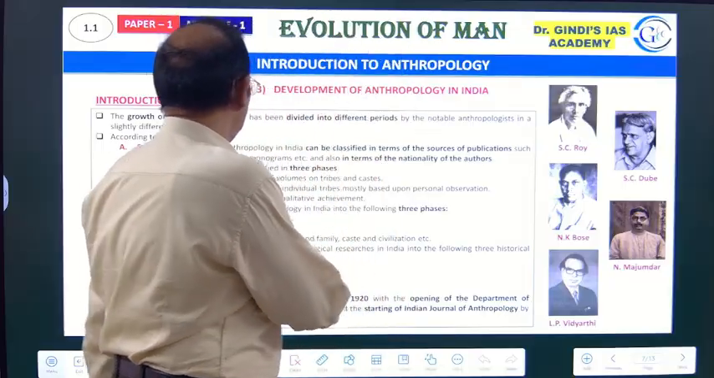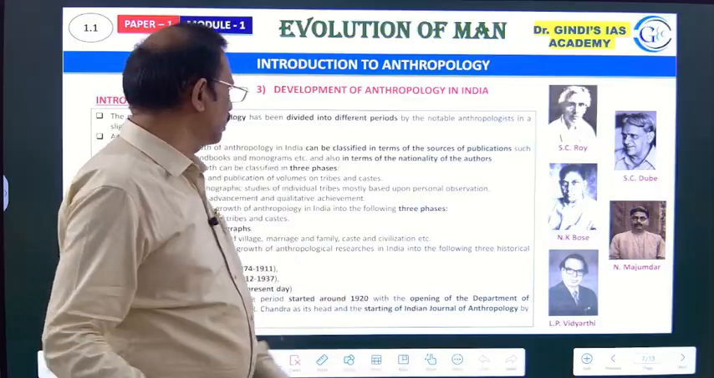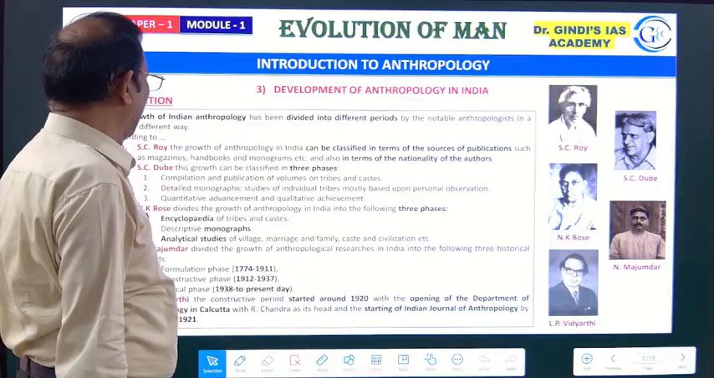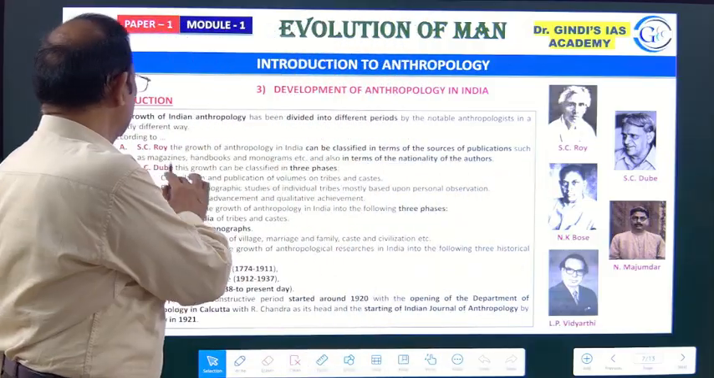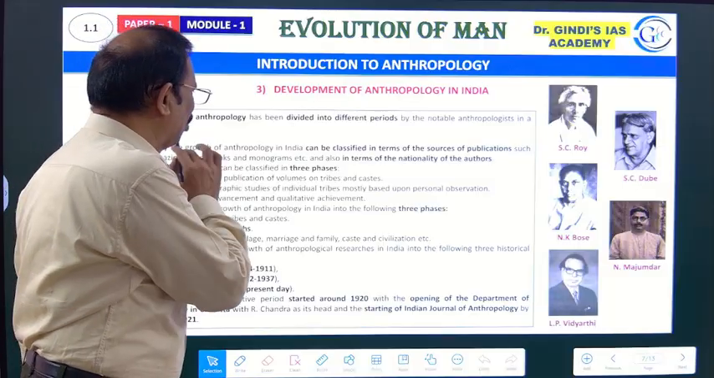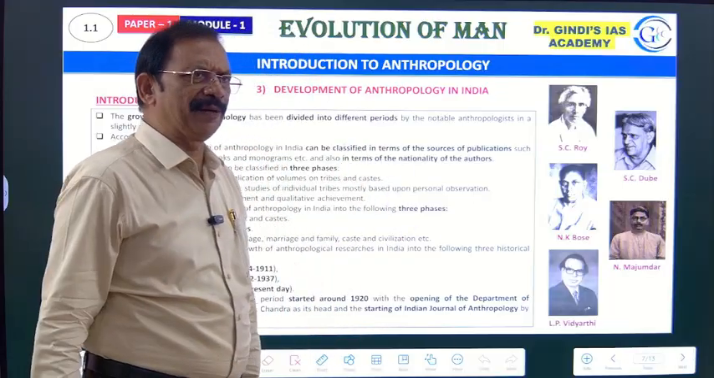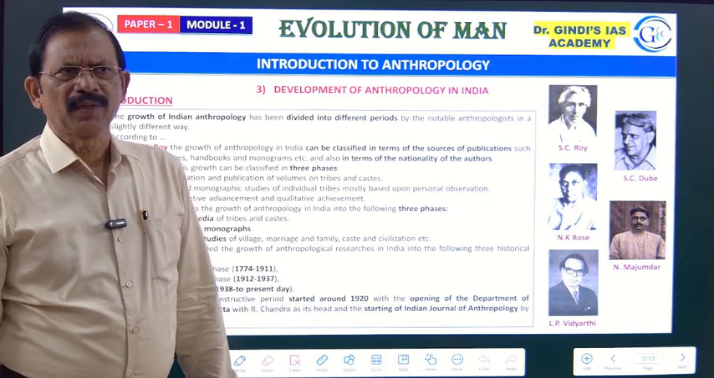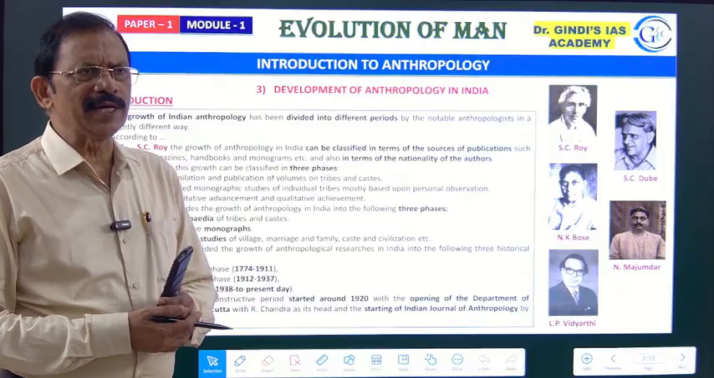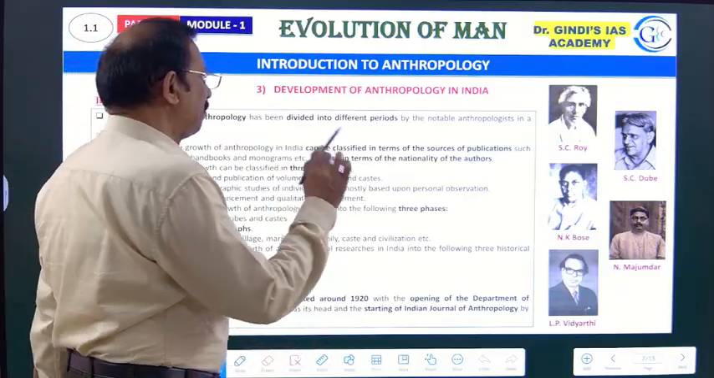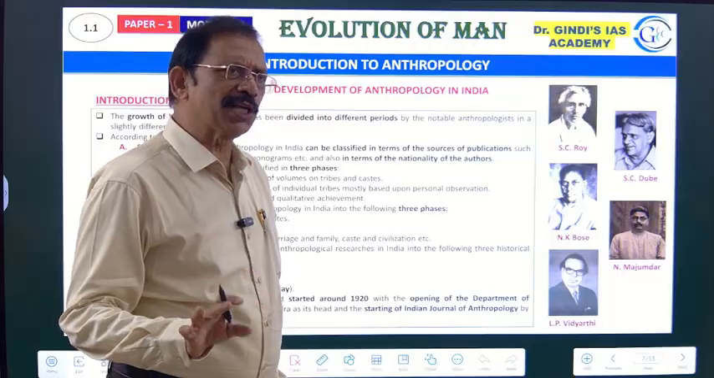All these people have divided the development of anthropology and given different classifications. Take for example, according to S.C. Roy, the growth of anthropology in India can be classified in terms of source of publications such as magazines, handbooks and monographs, etc., and also in terms of the nationality of Indians. So as per S.C. Roy, how can we divide the growth of anthropology in India? He has given some criteria. That criteria is based on the sources of publication.